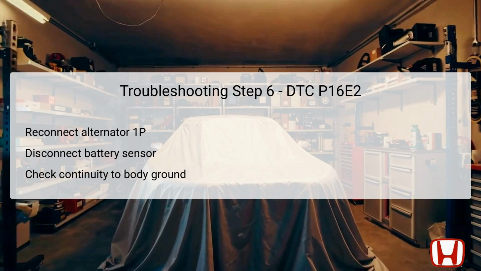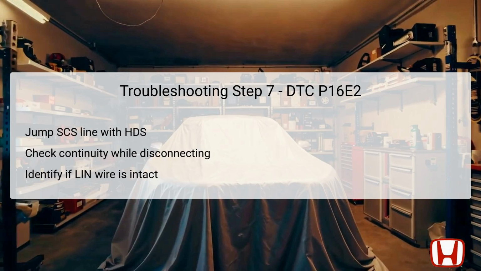If continuity is confirmed, the alternator is likely faulty, and replacement will be necessary to restore normal operation. If there is no continuity, the diagnostics will proceed to the next troubleshooting step to evaluate additional components. In the seventh step, you will again jump the SCS line using the HDS and wait more than a minute to stabilize connections. After that, disconnect the alternator 1P and PCM connector B, 51P, as part of the test protocol.